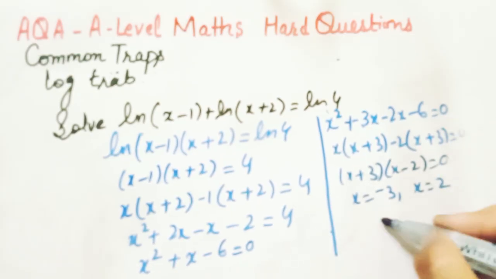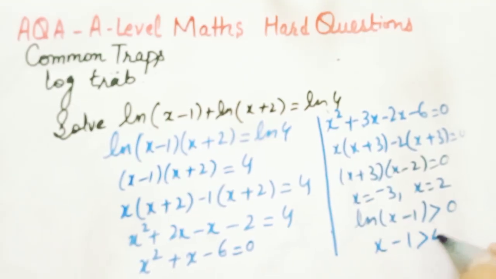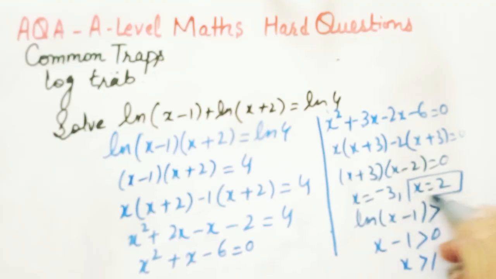For ln of x minus 1, its argument must be greater than 0, so x minus 1 should be greater than 0, so x should be greater than 1. So x equals 2 is the valid solution. So this is the real solution. So you can see how easily we have solved these questions and found the traps.